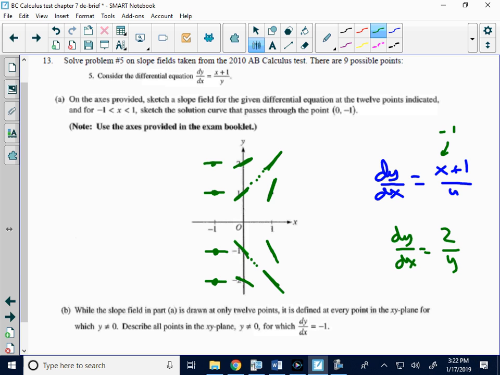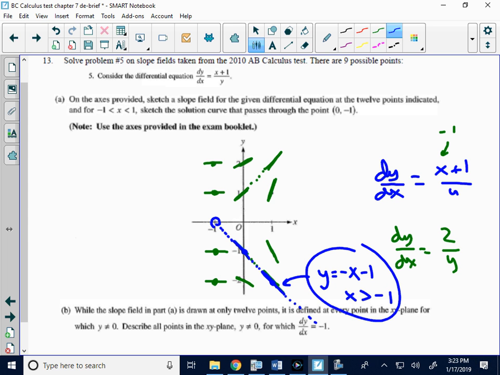Okay, while the slope field in part A is drawn at only 12 points, it is defined at every point in the xy plane for which y is not 0. Describe all the points where the slope is equal to -1. Okay, so obviously this guy had a -1, this guy had a -1, and in fact any point on that line would have a slope of -1 except for this. So if I had to describe them, I would say all the points that fit y equals -x minus 1, with the restriction that x has got to be bigger than -1. So this would be a description. All the points on that line from -1 on out. Anything up here in this quadrant, those are going to be positive slopes. Okay.